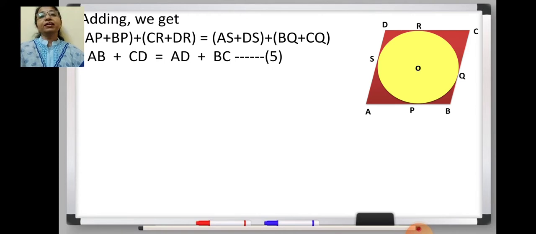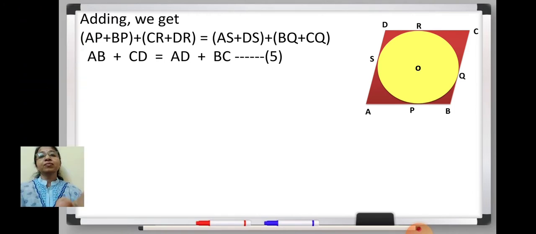Yes, so adding we get AB plus BP plus CR plus DR is equal to AS plus DS plus BQ plus CQ. Right? Now from the diagram, AP plus BP is AB, CR plus DR is equal to CD. Similarly, this bracket is AD and BQ plus CQ is BC. So this is your equation number 5.